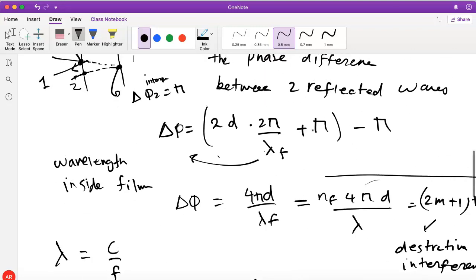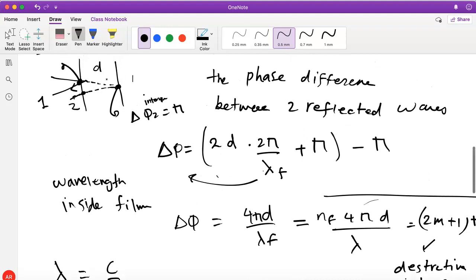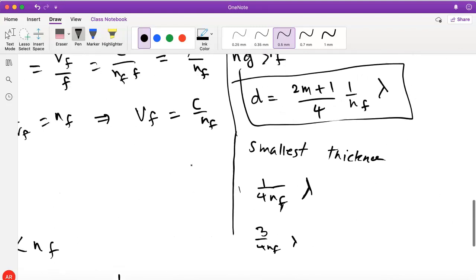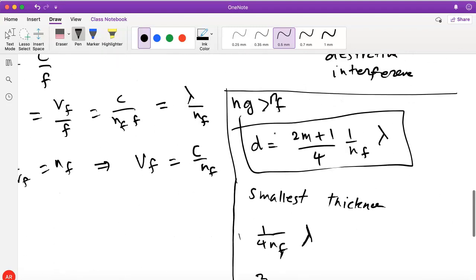Okay, so this pi won't be there. So this wave that gets reflected here does not get inverted, and it doesn't have a phase shift with respect to this wave that's incident upon this interface inside the film. Now that would give different results, right? So it actually gives the same results as the case of constructive interference if NG is larger than NF, right?